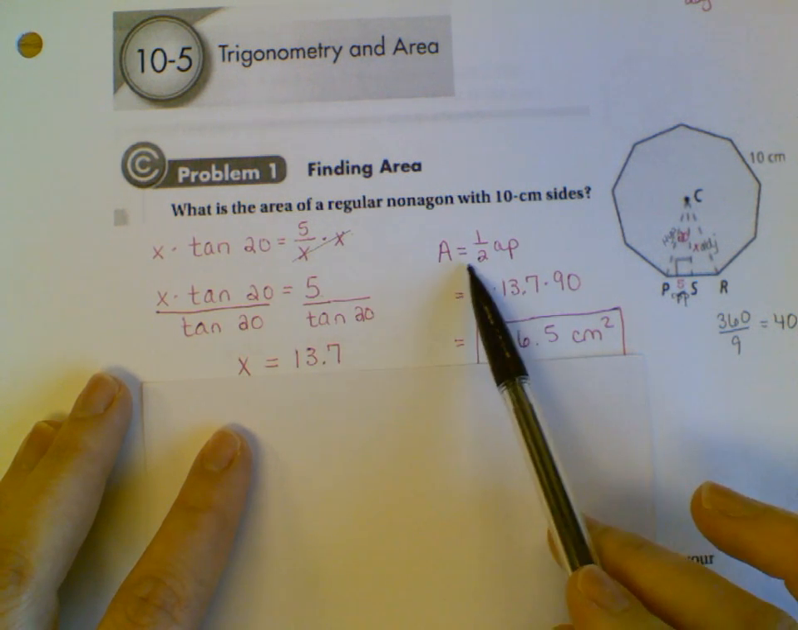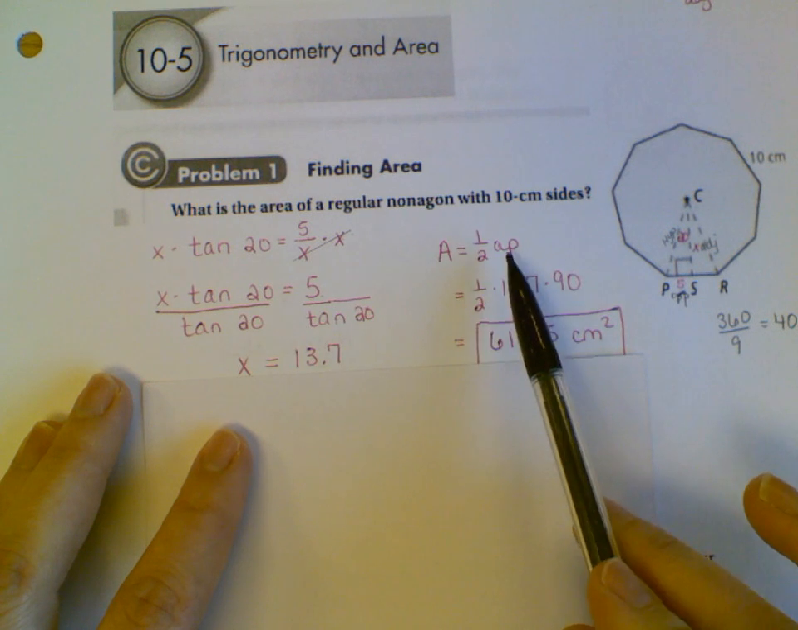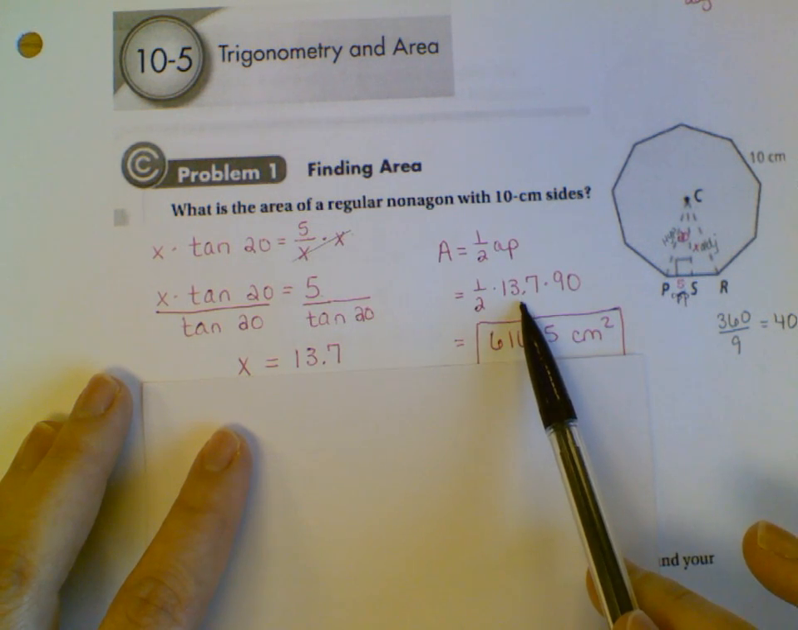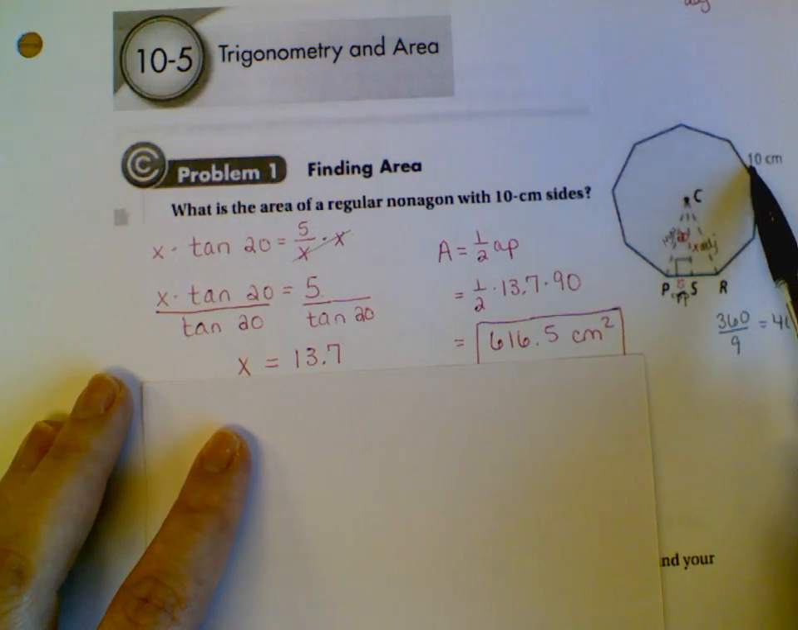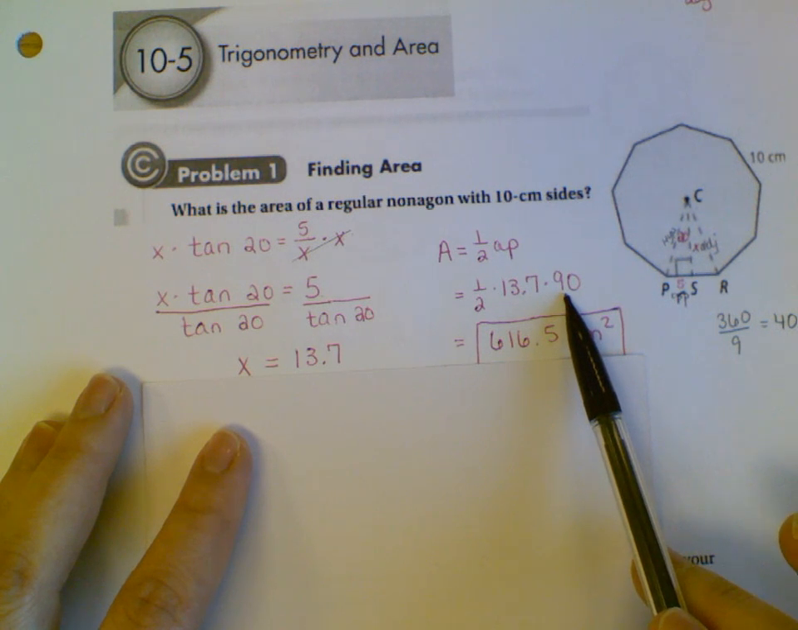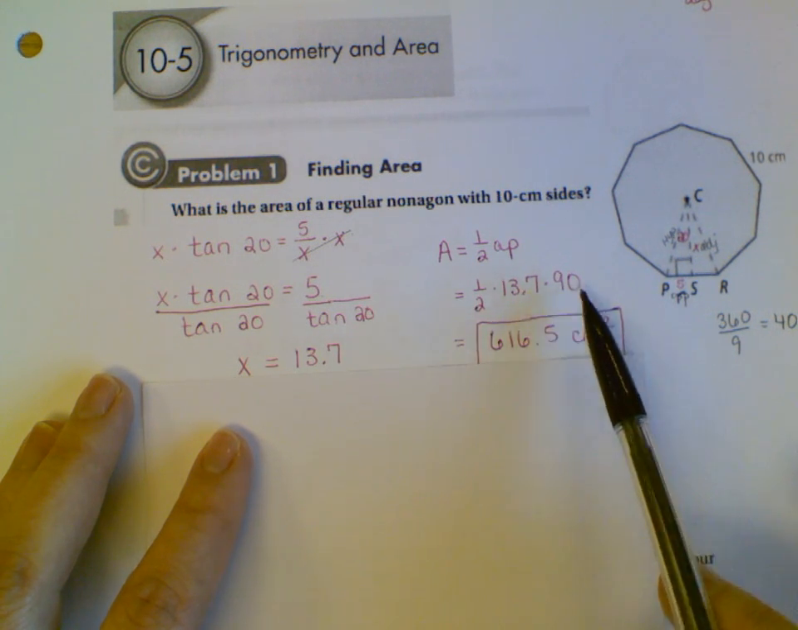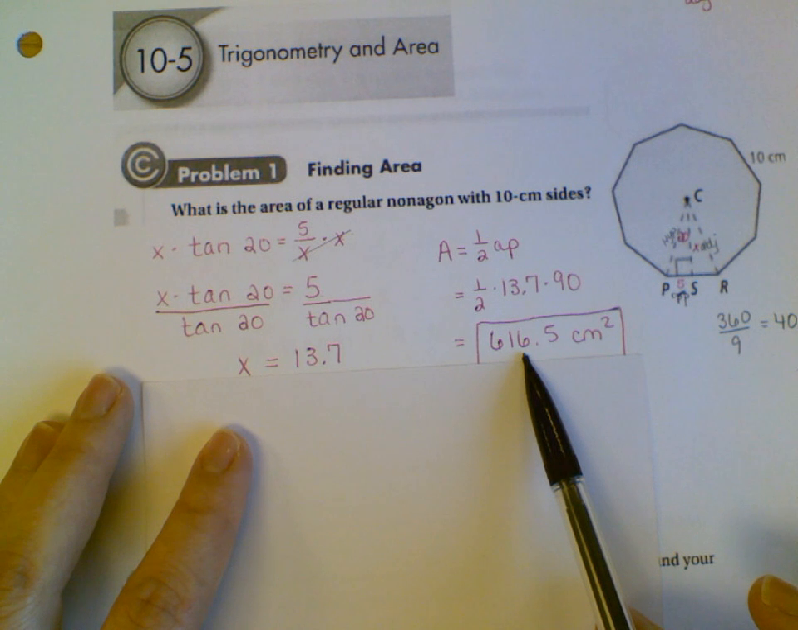So then in my area formula, I do a half times the apothem, which we just found, times my perimeter. So remember, perimeter is distance around, so I'm going to do 10 times 9 since there's 9 sides, so that's why I got perimeter as 90. So then I times all 3 numbers together and I get 616.5 centimeters squared.